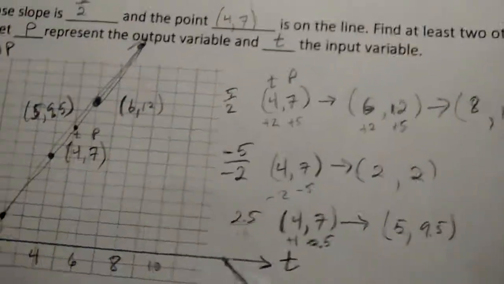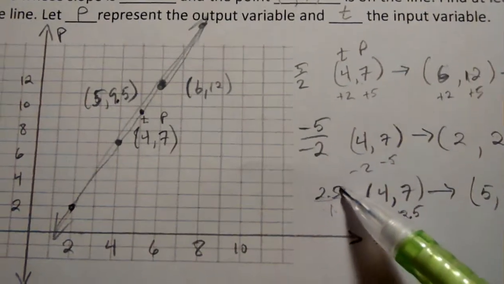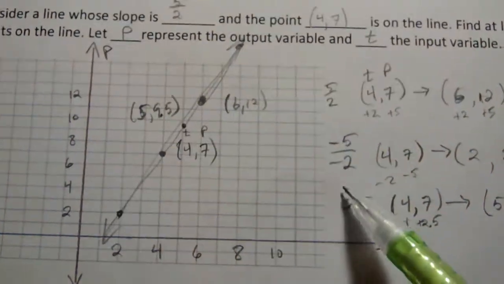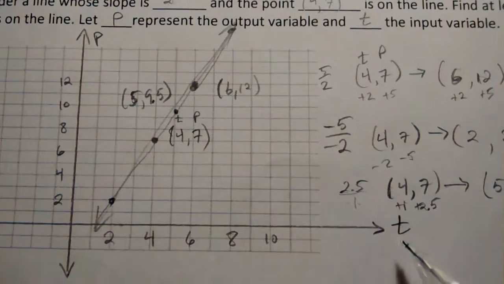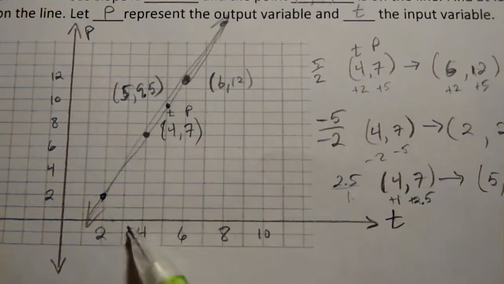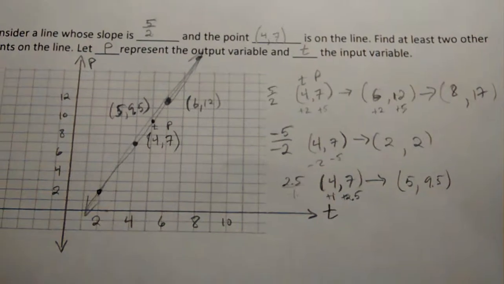So this is the way we want to look at it here, a single value. So we could say that the p-value increases by 2.5 for each additional t value along this axis. So that's a really good way to think of slope.